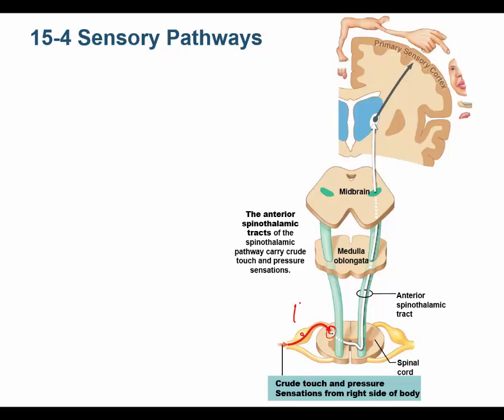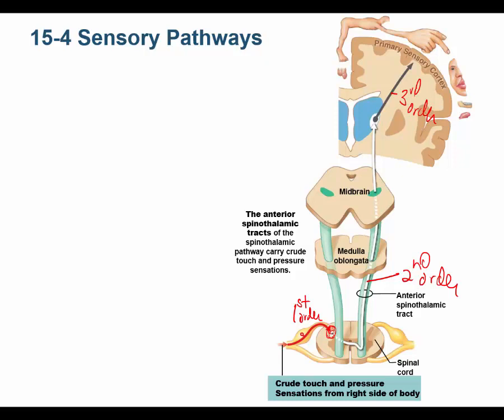There's the first order neuron right here, the red one, first order. There's the second order neuron right here, that's the white one. And there's the third order neuron right here, and that's the black one, third order. So I have 3 neurons, first order, second order, and third order neurons. The first order neuron comes in, synapses in the gray matter right here.